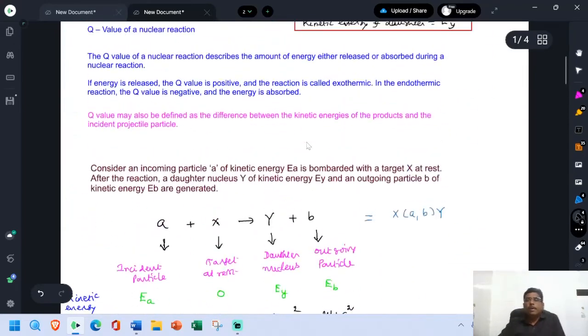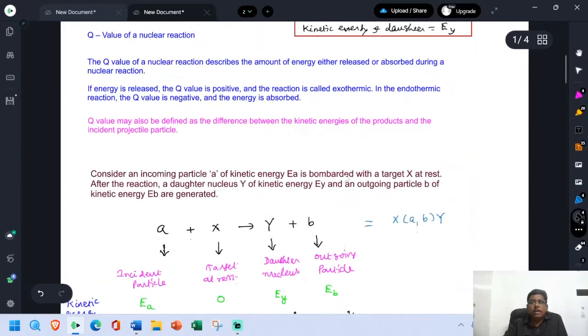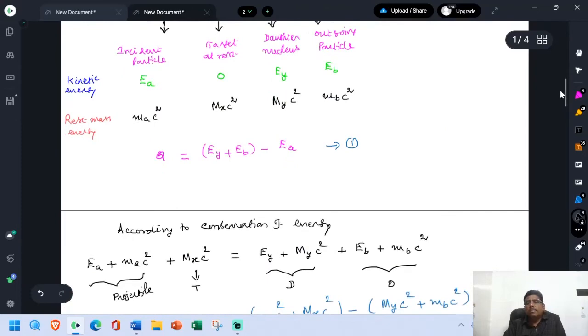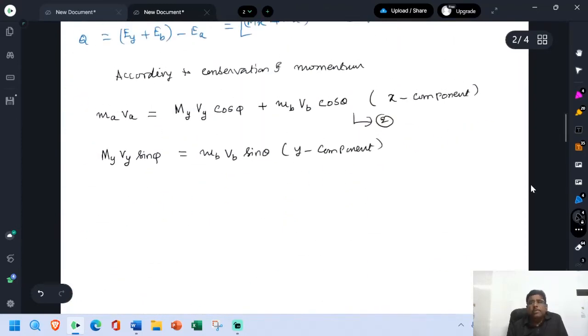Actually, we have to write the initial momentum along the y direction: the incoming particle's is 0, plus the initial momentum of the target, 0, along the y direction, which is equal to My Vy sin phi with a negative sign plus mb Vb sin theta. Therefore, My Vy sin phi equals mb Vb sin theta. This is the y component of momentum.